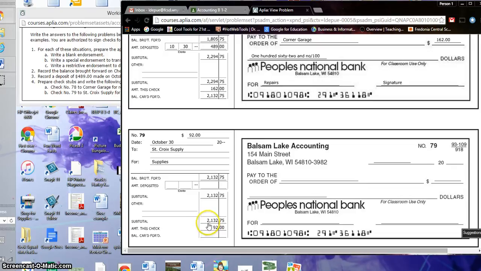Finally down here, amount this check is the $92, so we write that down. And we have to subtract to take the $2132.75, subtract the $92, and we're left with $2040.75. Then we go on to fill out the check.